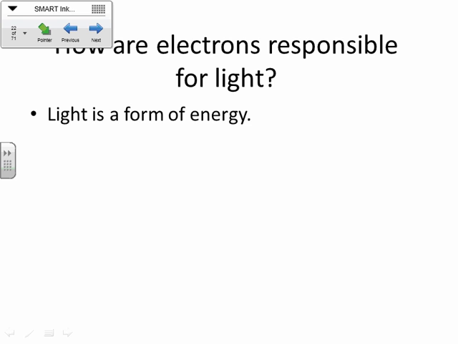I guess I kind of gave away some stuff that was on here. Okay, so let's fill out the notes on this. Light's a form of energy. We all knew that, right? Light coming from the sun, that's where we get pretty much all the energy on Earth.